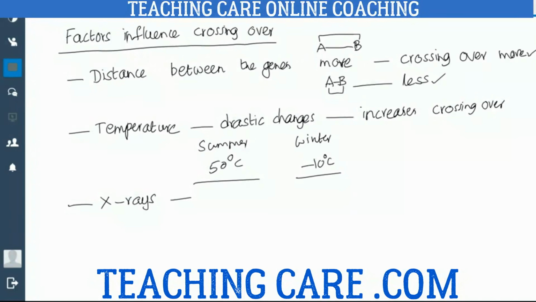Okay, X-rays also increase crossing over. Suppose chromosomes and genes are exposed to X-rays, then crossing over will increase.